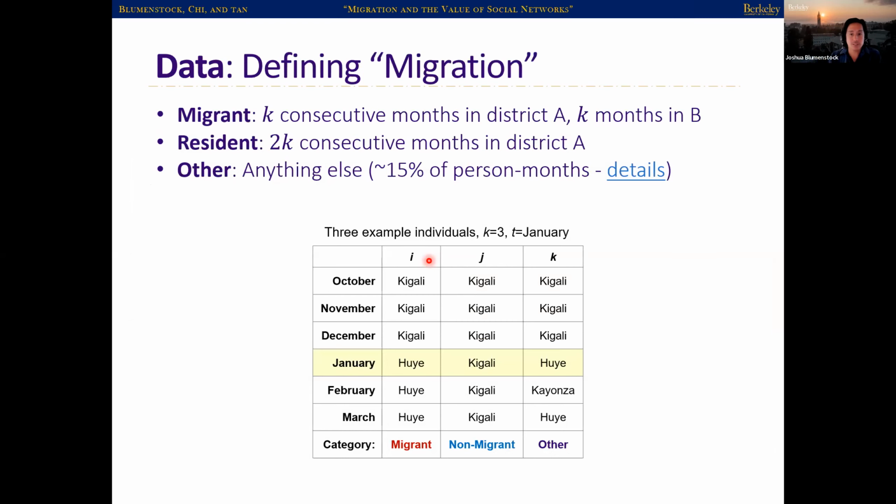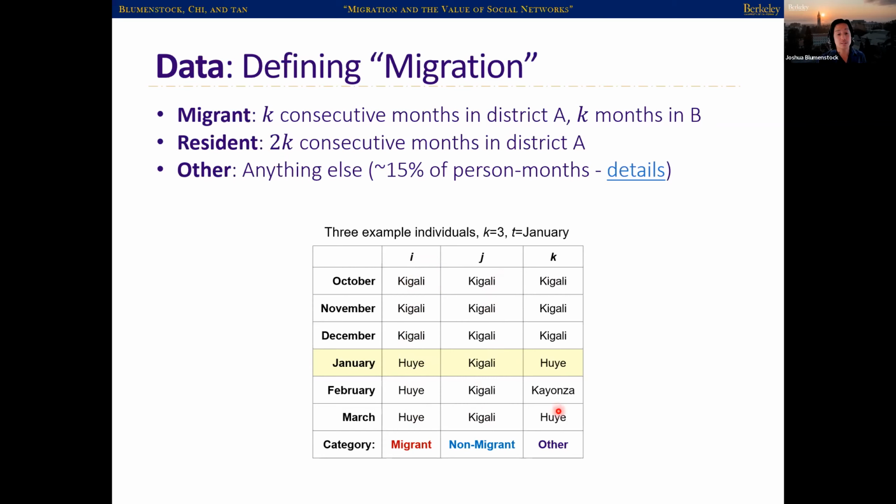Again, I'm skimming over the details, and we can come back to this in the Q&A if people are interested. But essentially what we're going to do is call a migrant someone who we observe to be in one district for at least K months, and then another district for the next K months. So in this example, K equals 3. So this is a migrant who first lived in Kigali and then lived in Huye. This is a non-migrant because they were in the same district continuously for 2K months.